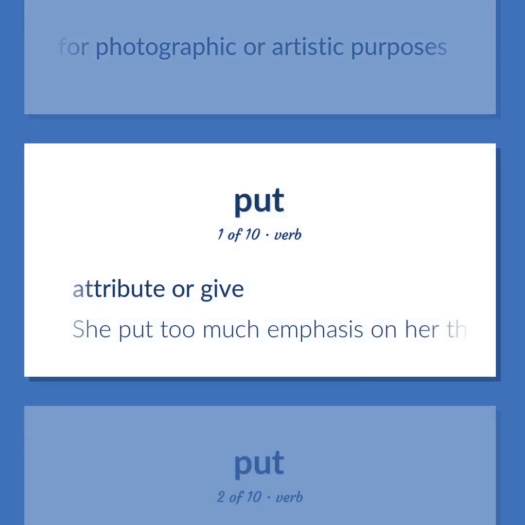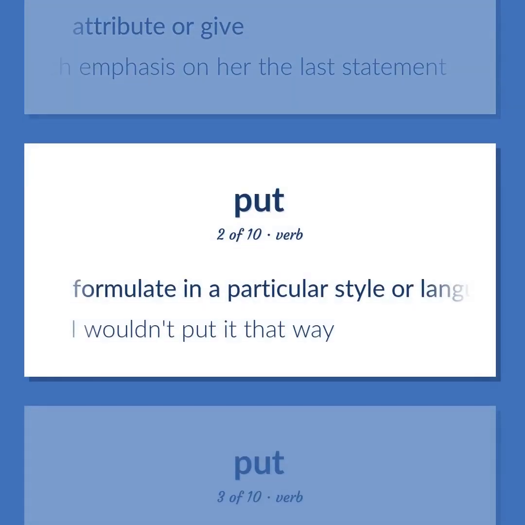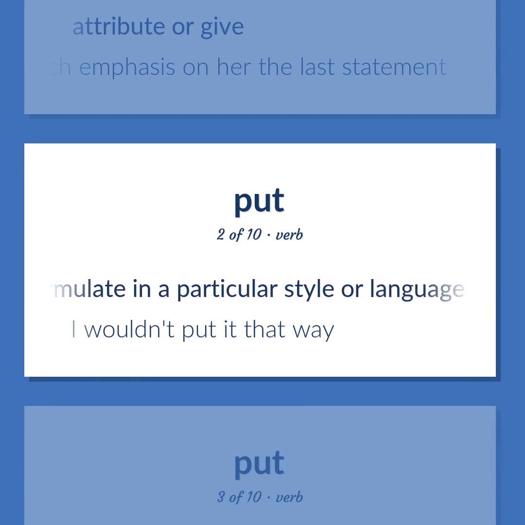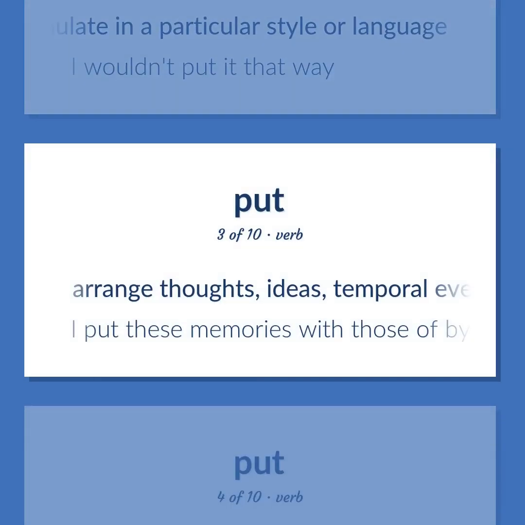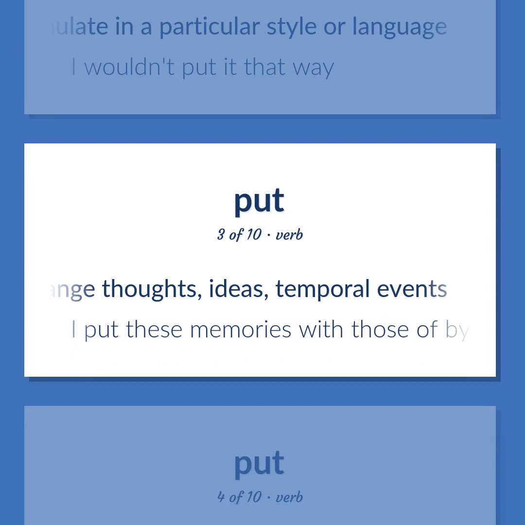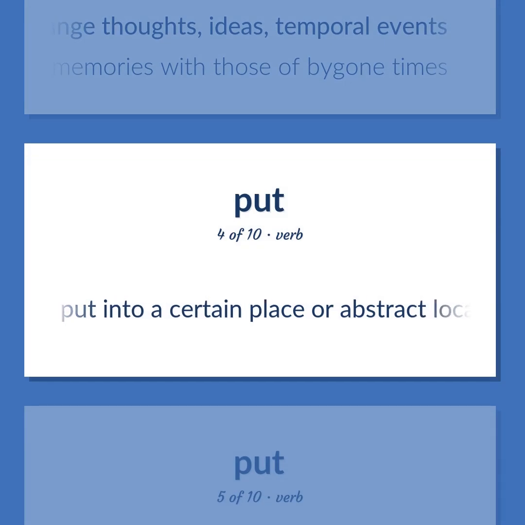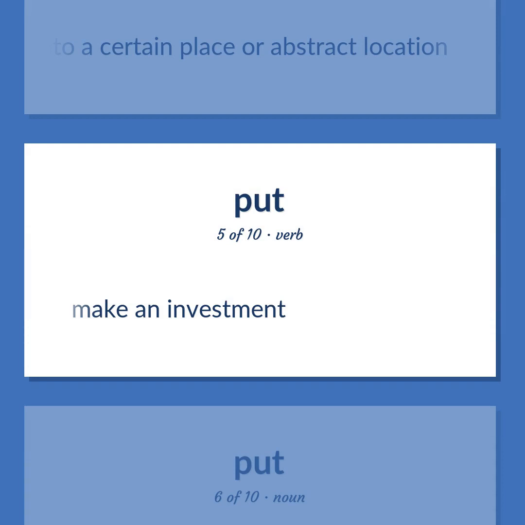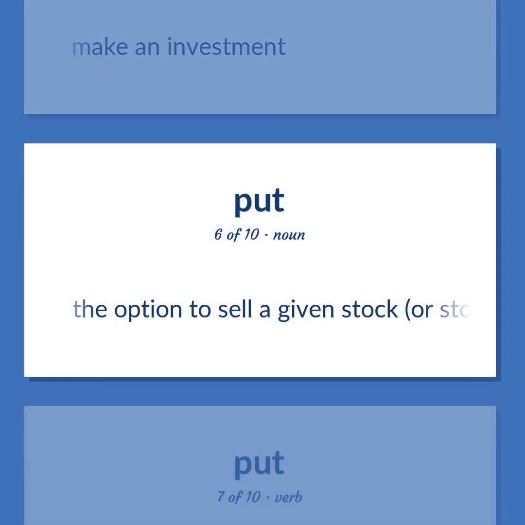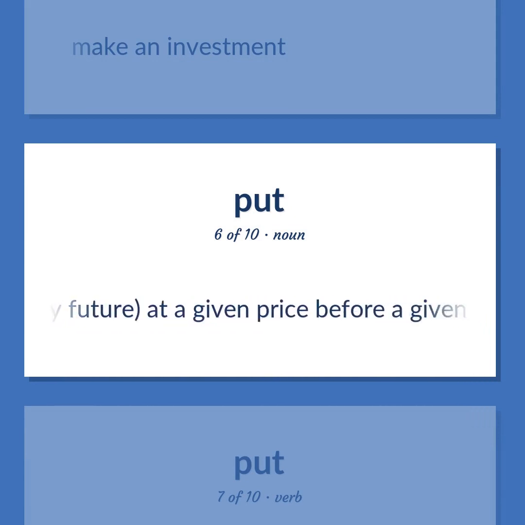Attribute or give. She put too much emphasis on the last statement. Formulate in a particular style or language. I wouldn't put it that way. Arrange thoughts, ideas, temporal events. I put these memories with those of bygone times. Put into a certain place or abstract location. Make an investment. The option to sell a given stock, or stock index or commodity future, at a given price before a given date.